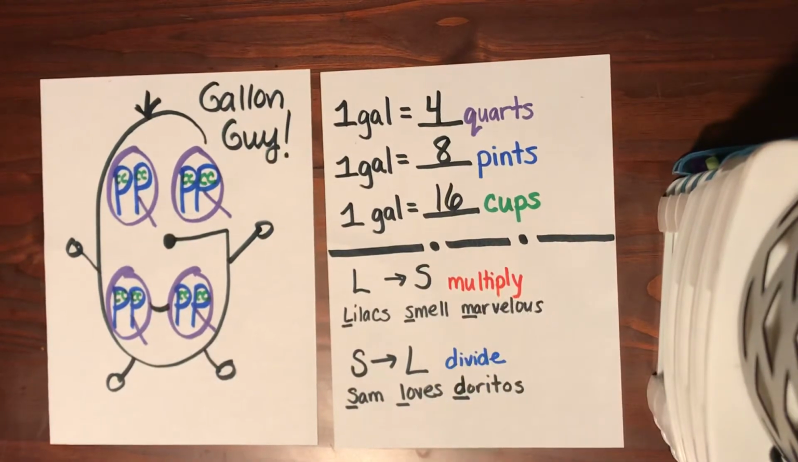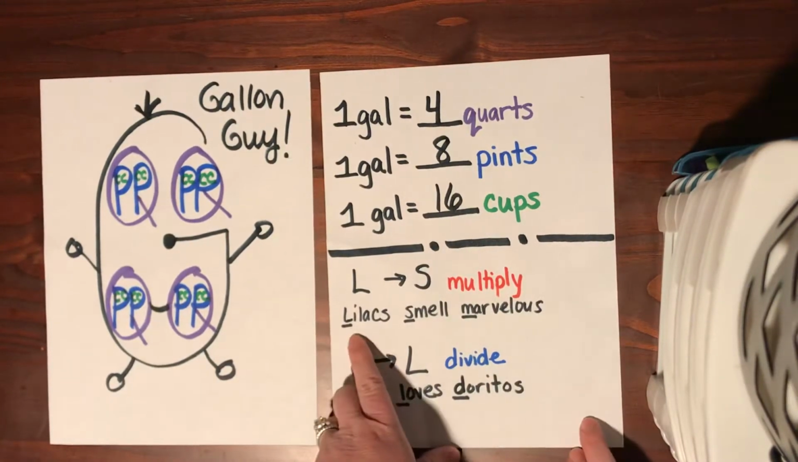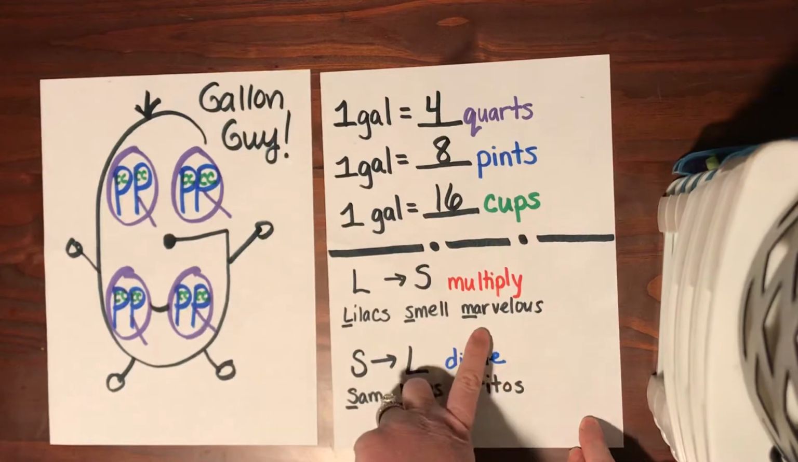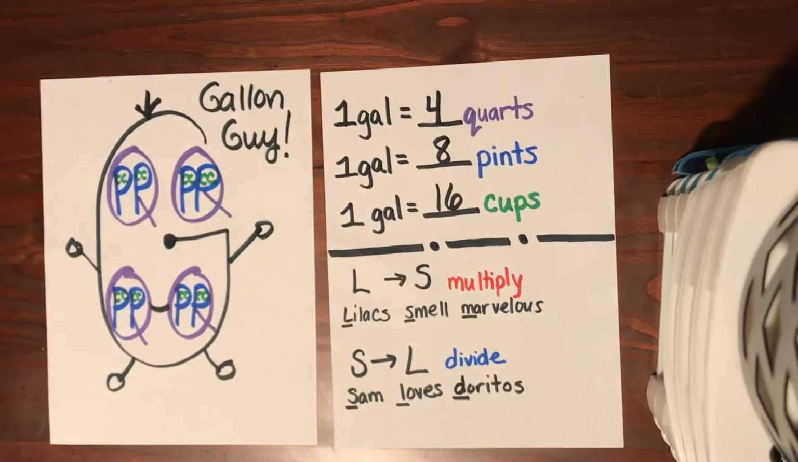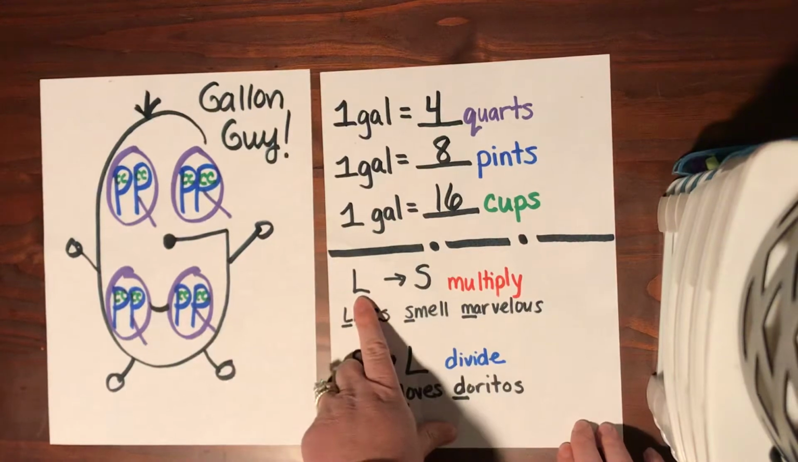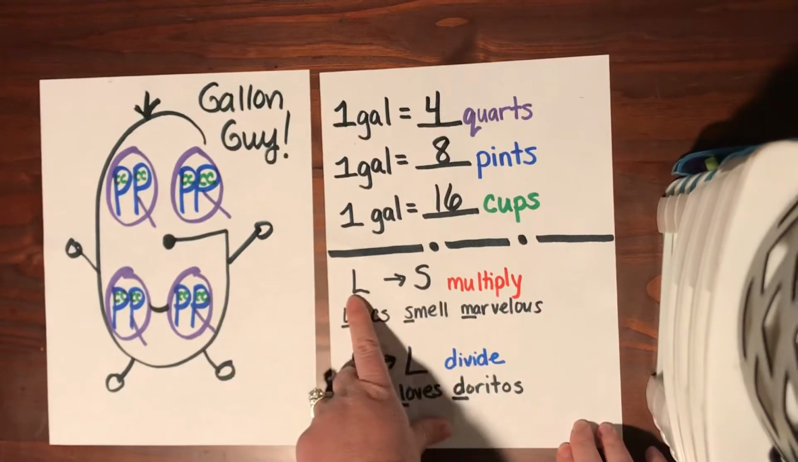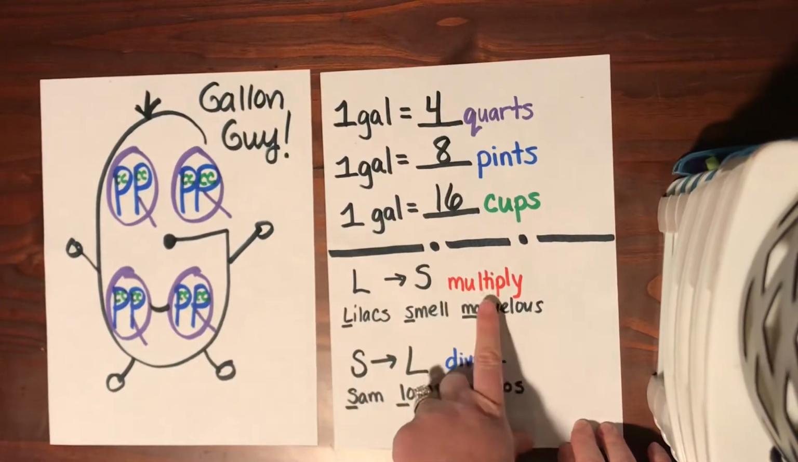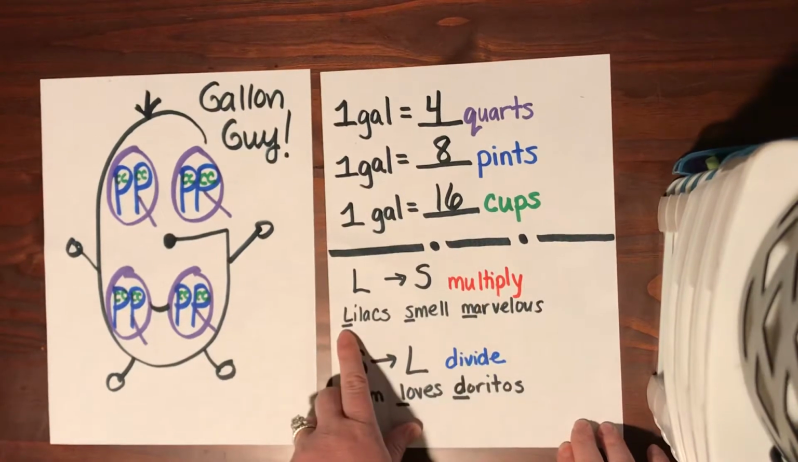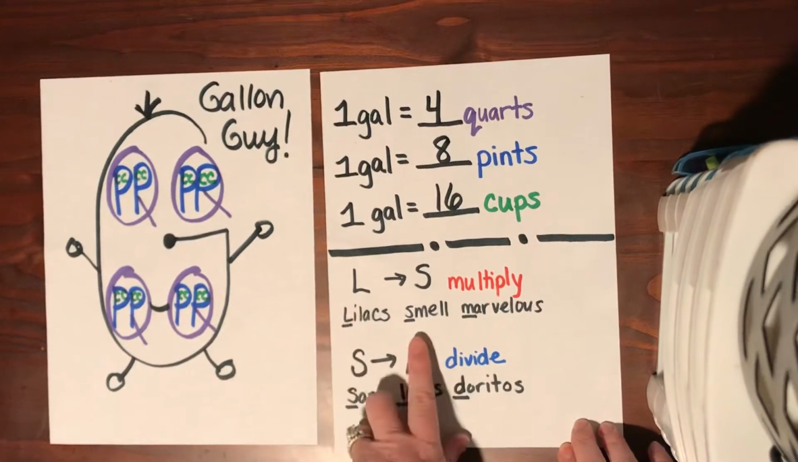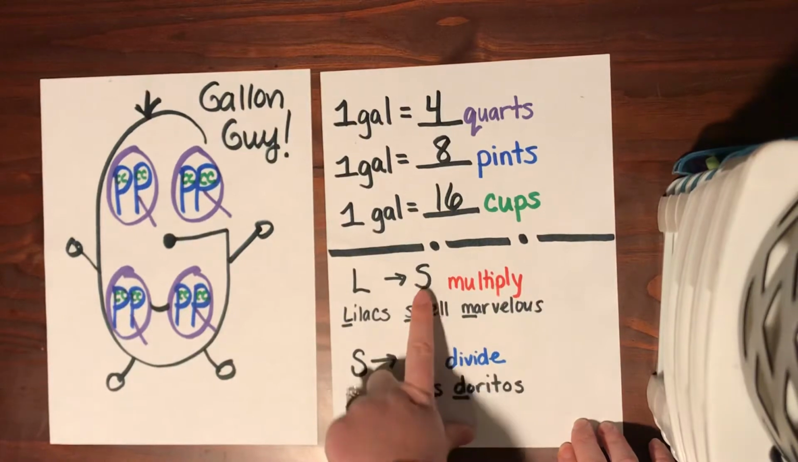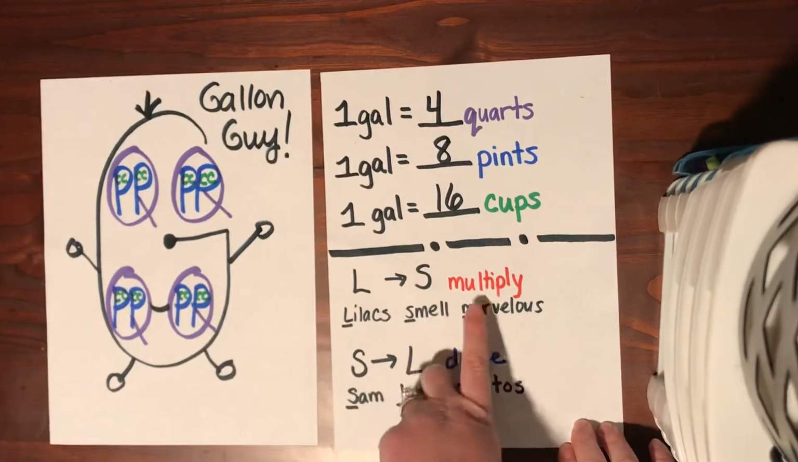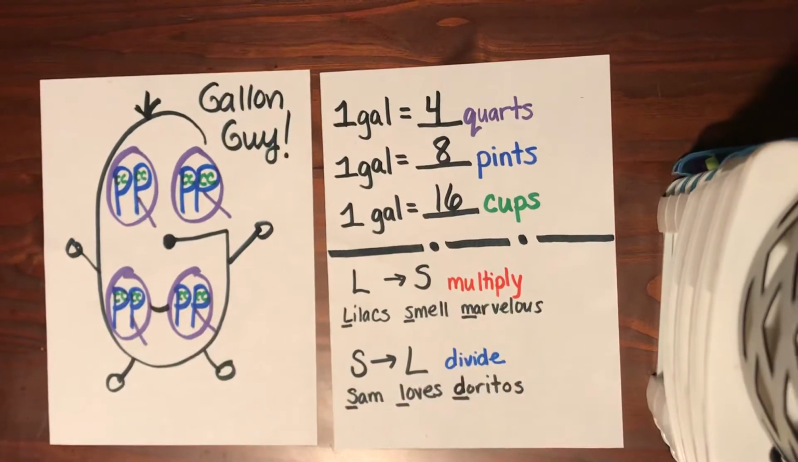And a mnemonic to remember that is lilacs smell marvelous. Lilacs are flowers, so if you're going from a larger unit to a smaller unit, you're going to multiply. The L in lilacs is for larger. The S in subtraction is smell, and M is for multiply.